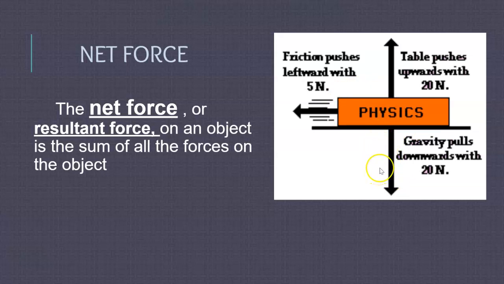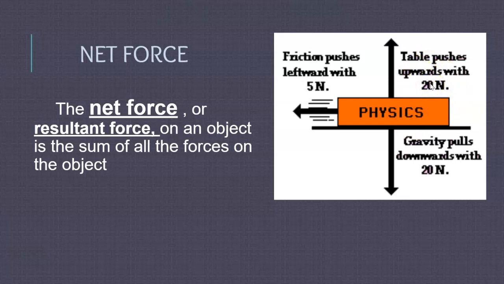Okay, so this downward arrow represents that there's a force of gravity that's working on the physics textbook in the downward direction, okay? And in this particular instance, that force is 20 newtons, okay? Remember, force is equal to mass times acceleration, so it depends on the mass of the physics textbook, okay? At the same time, the table is pushing on an upwards motion with a force of also 20 newtons.